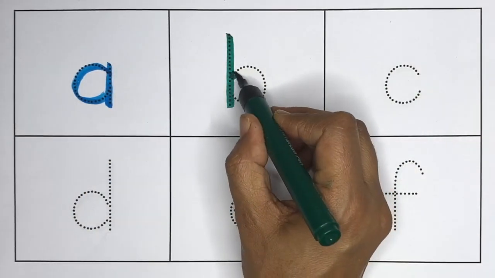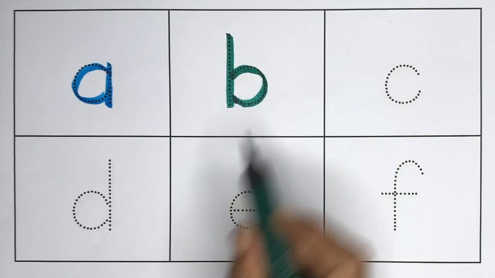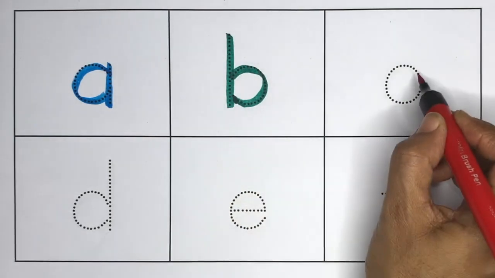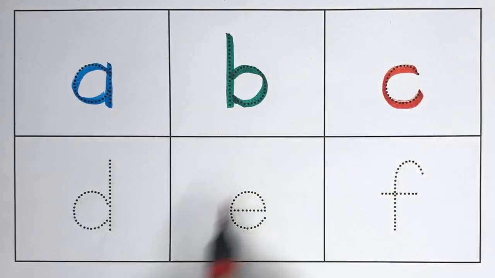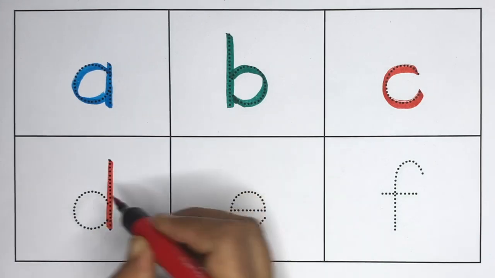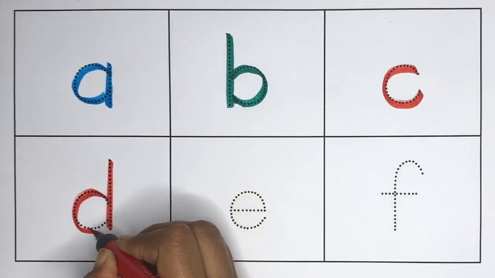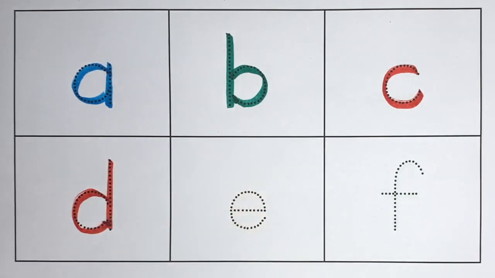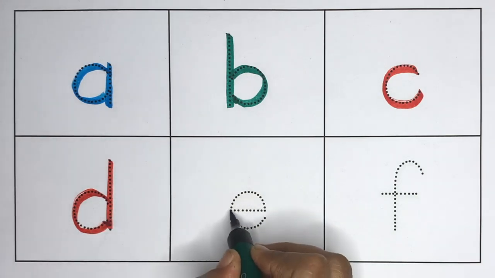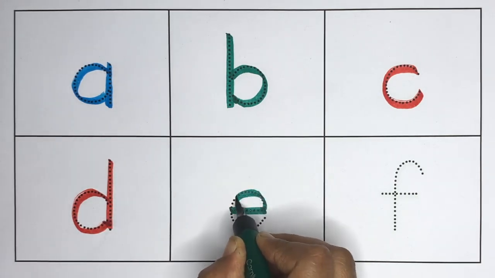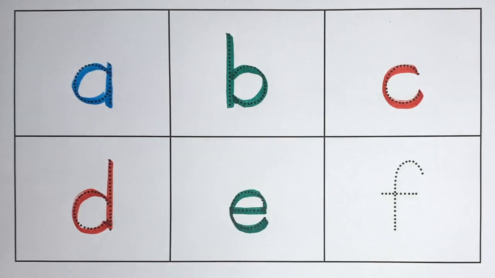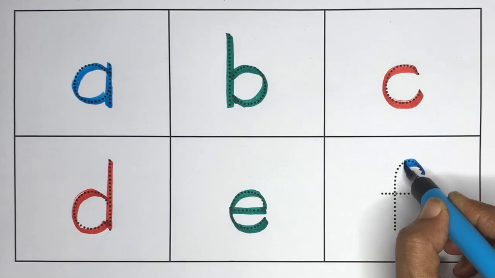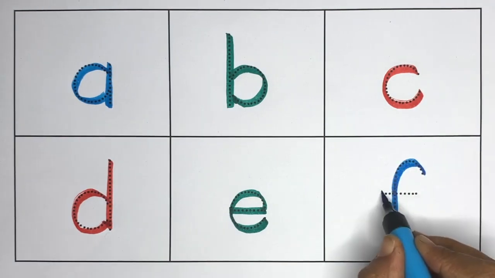B for ball. C for cat. D for dog. E for elephant. F for fish.